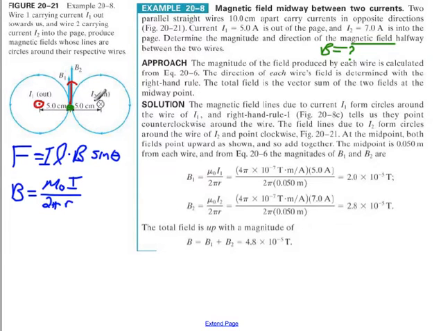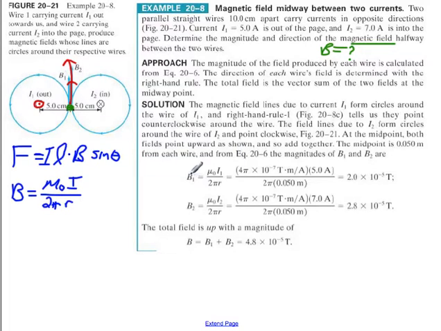If you curl your right hand over here and put your thumb into the page like it says, then your fingers are going to curl this way, and you can see that's also going up in a tangential fashion. So it looks like the fields are adding here. We did several problems like that in class, so it shouldn't be a big deal. All we need to do is calculate each field and add them up, and we should have what we need.